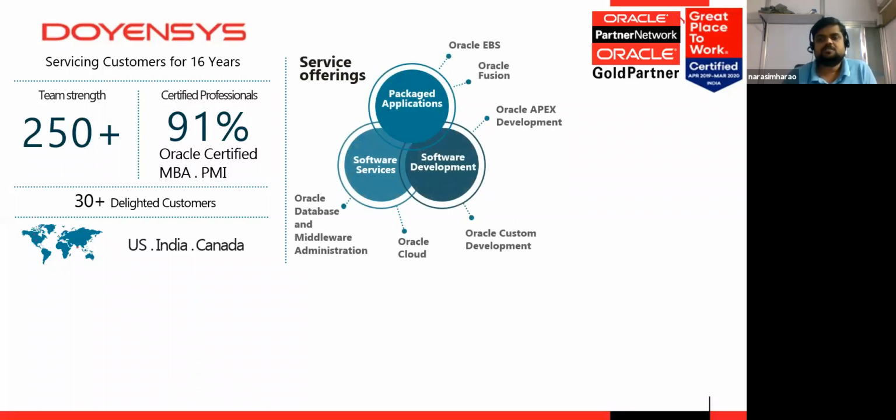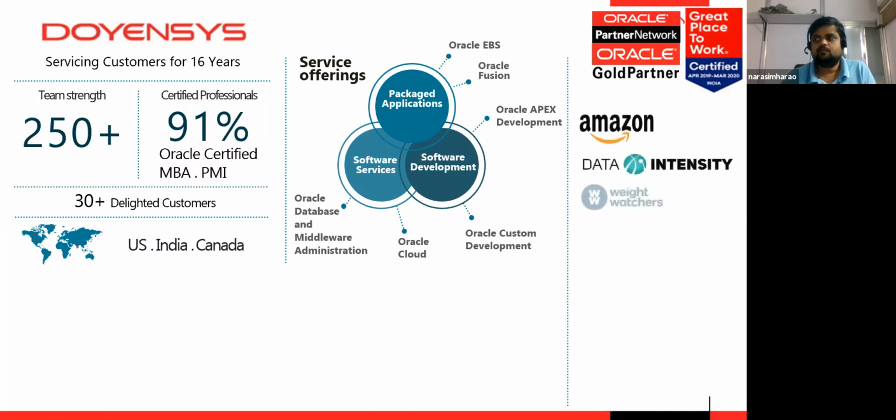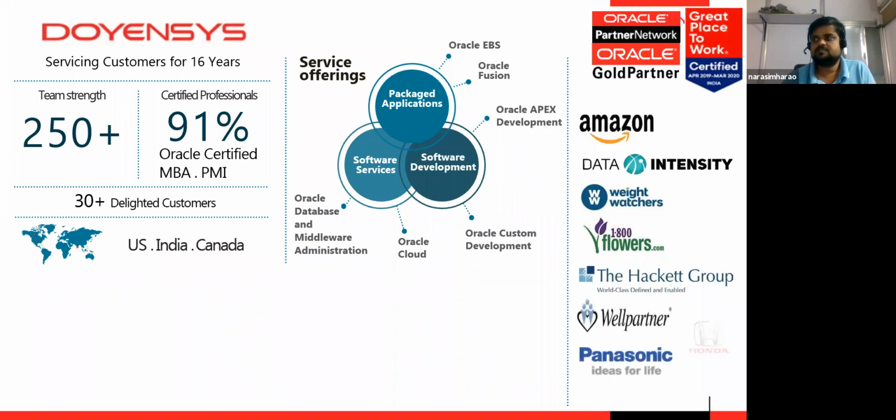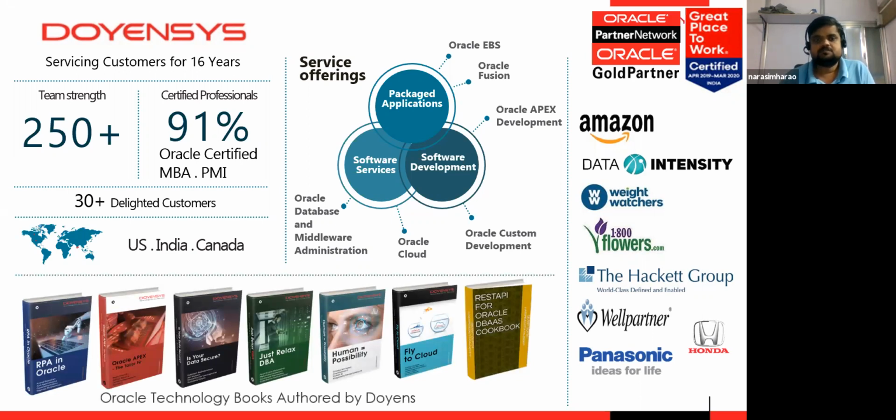We primarily focus on Oracle technologies, and we have 3 main pillars: package application, software development, and software services, where we focus on Oracle e-business suite, Fusion, Apex development, custom development, Oracle Cloud, and Oracle database administration. We have top tier customers: Amazon, Data Intensity, Weight Watchers, 1-800-Flowers. Those are very key customers for us.